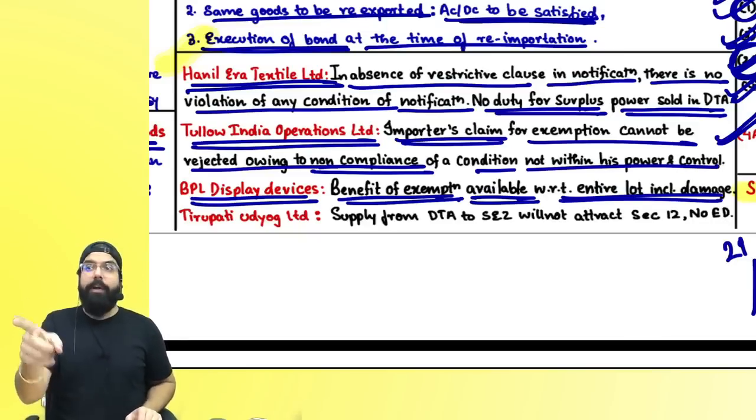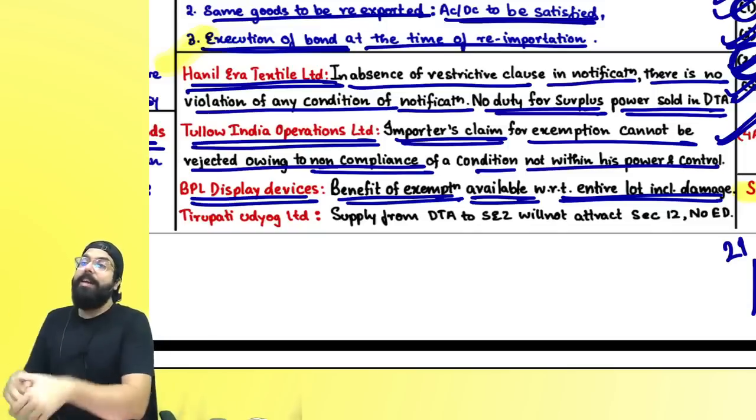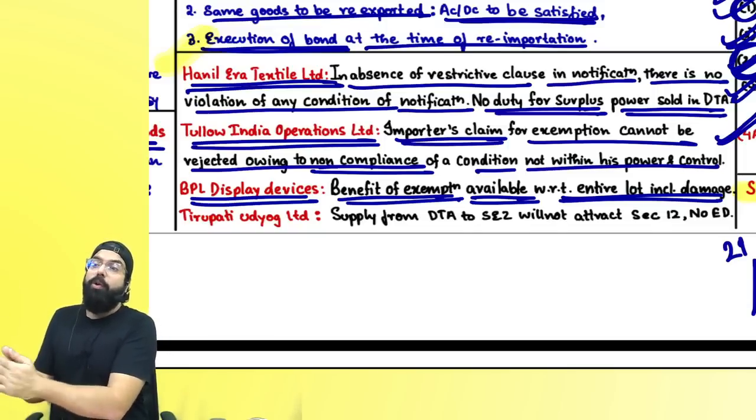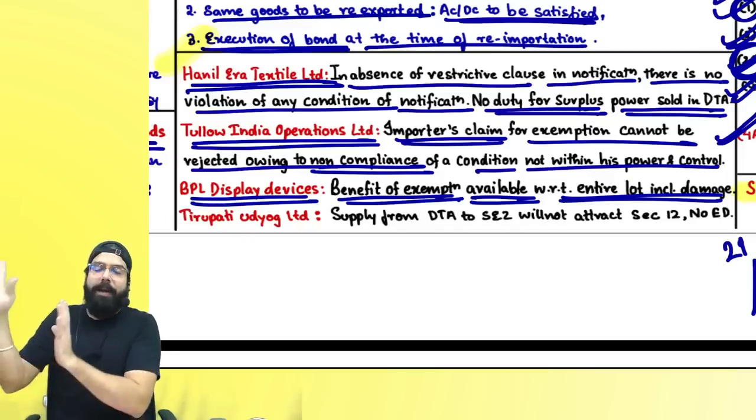The intention was to use it for the final product, and for the entire lot including damage you have to give the exemption benefit, right everyone.